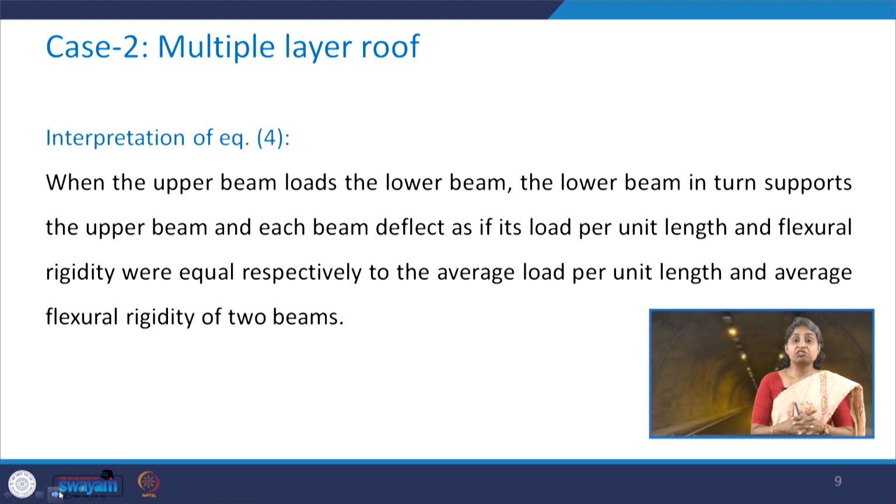Now, the interpretation of this equation is in this particular manner: when the upper beam loads the lower beam, the lower beam in turn supports the upper beam, and each beam deflects as if its load per unit length and flexural rigidity were equal to the respective average load per unit length and average flexural rigidity for the two beams. As I explained, in this case Q was taken to be Q1 plus Q2 by 2, and flexural rigidity EI was taken as E1 I1 plus E2 I2 by 2.